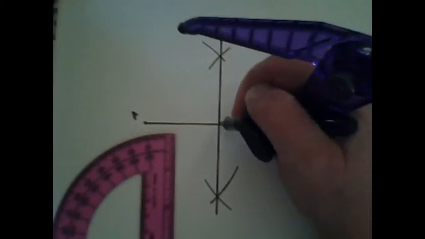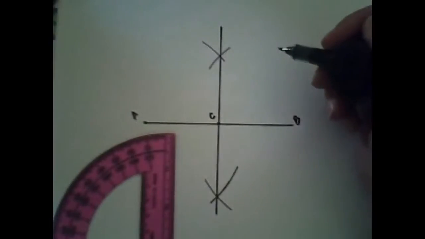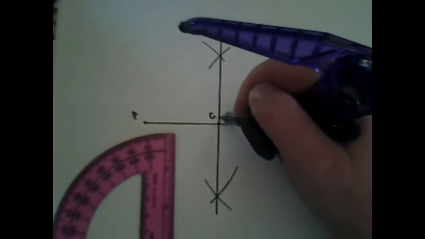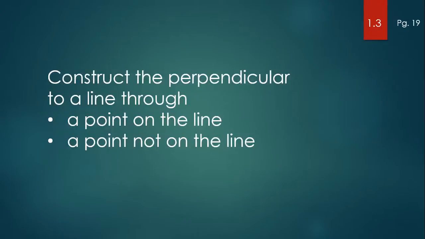This point of intersection, and we'll call it C, is the midpoint of segment AB, so it bisects segment AB. And these two line segments are perpendicular to each other. So now let's look at how to construct two different kinds of perpendiculars.